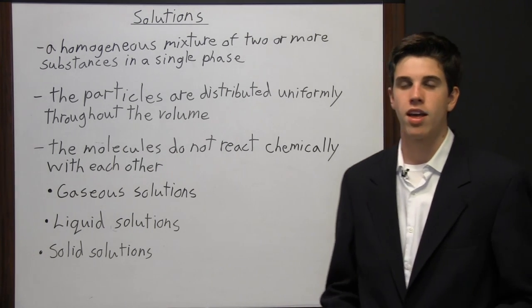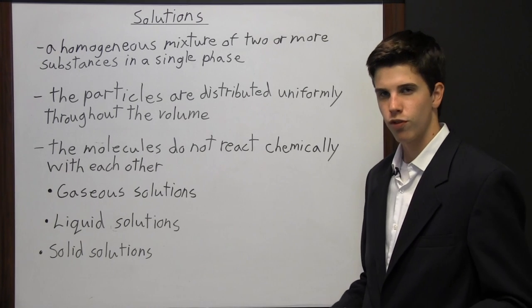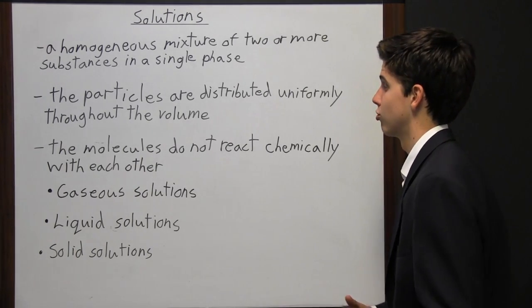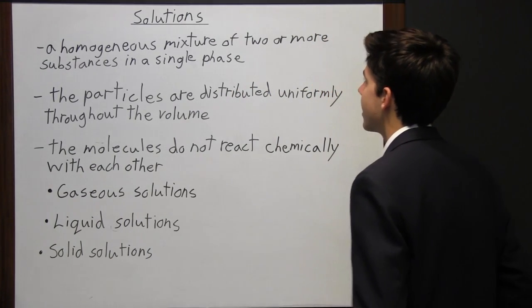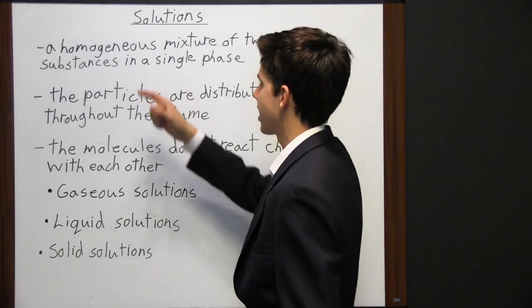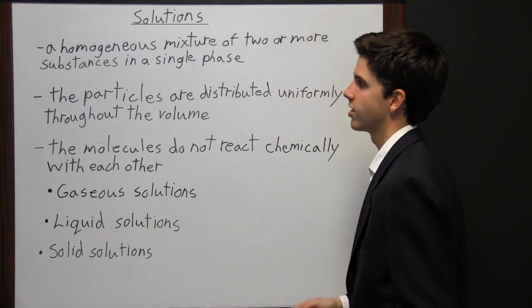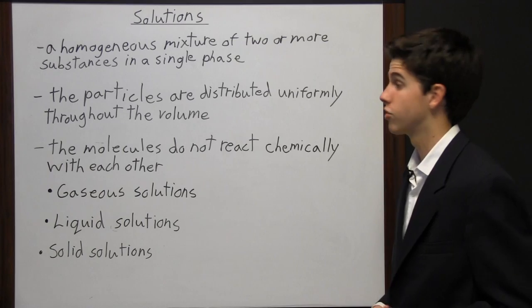I want to take a look at the properties of solutions and some different types of solutions. But first off, we need to define what a solution is. It's a homogeneous mixture of two or more substances in a single phase. So by homogeneous, we mean the same. In other words, you don't have two substances somewhat mixed together. They are completely mixed together, forming one substance or one solution.